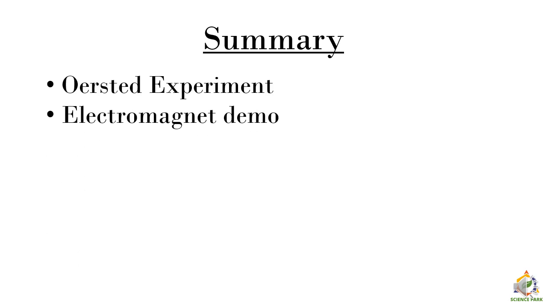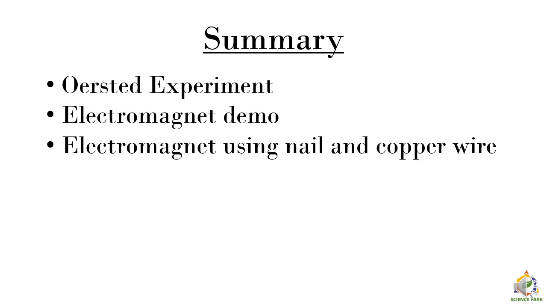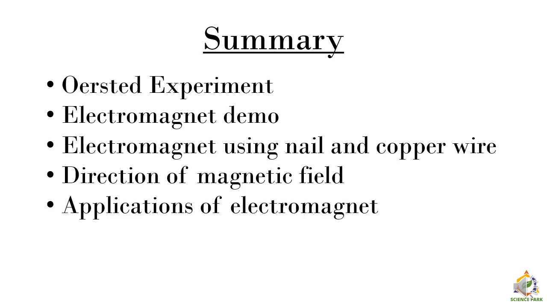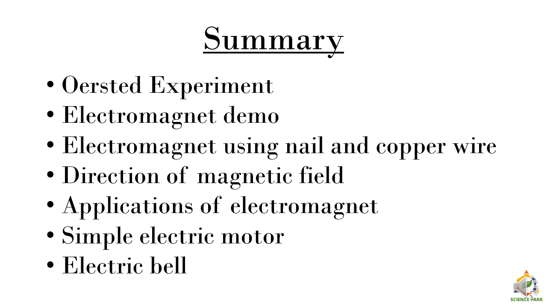Right. So friends, let's summarize the session. So first we have seen a demonstration of Oersted experiment. Then we have seen a demo of electromagnet. We have actually made an electromagnet using copper wire and nail. Then we have seen the direction of magnetic field in an electromagnet. A few applications of electromagnet. We have seen a demo of simple electric motor, and in the end the functioning of electric bell.